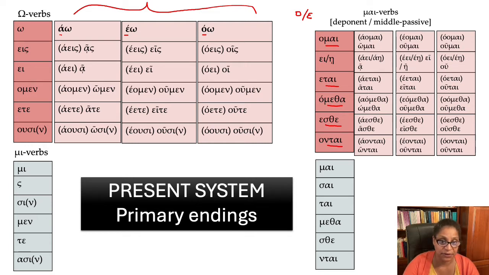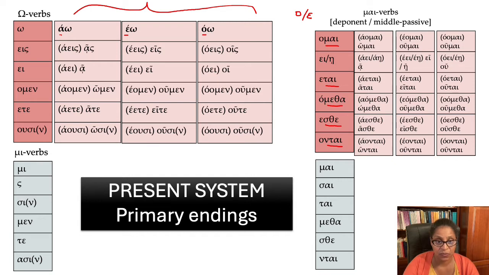Now, the mi-verbs, you identify them because they have mi in the stem, or the first principal part ending, right? So these endings are mi, sigma, you tack sigma onto the stem, si, men, te, asi. That's it. So mi, sigma, si, men, te, asi. Okay? And in the middle, the endings are mai, sai, tai, methon, sthe, ntai.